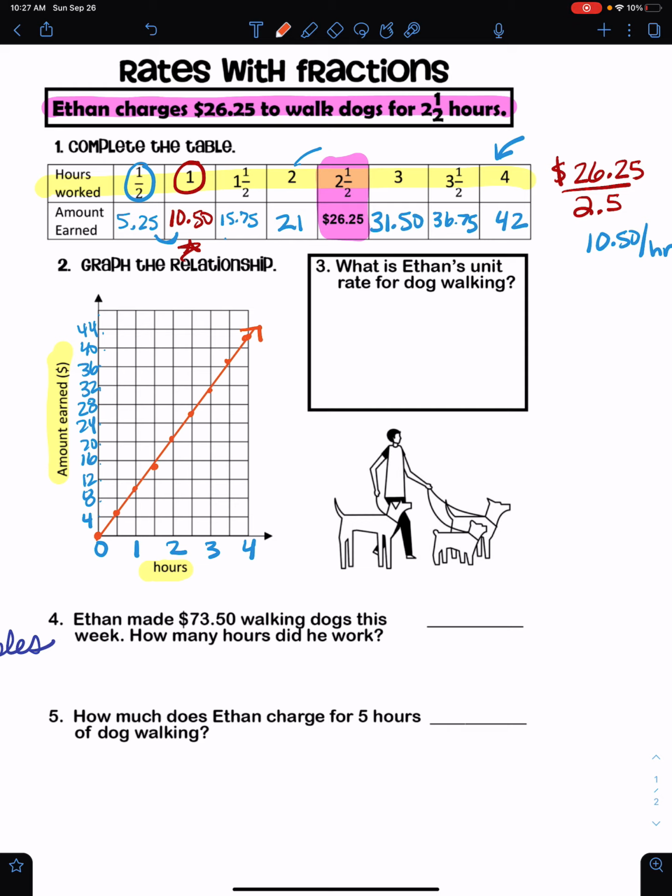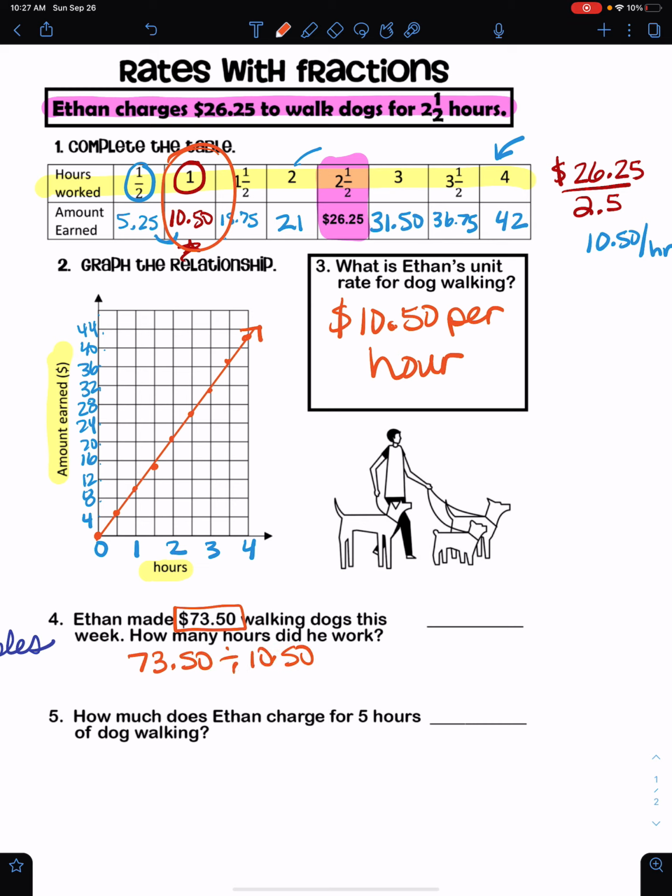So Ethan's unit rate for walking the dog is right here. It's for how much per hour? So $10.50 per hour. Now let's answer the questions down here. If Ethan made $73.50 walking dogs, how many hours did he work? Well, I know that 1 hour is $10.50, so let's do $73.50 divided by $10.50 to see how many hours that is. I'm using my calculator, but as always, I'm also showing my work. So that's 7 hours.